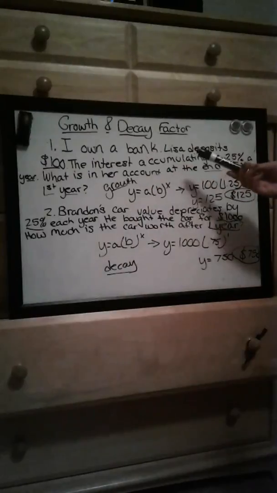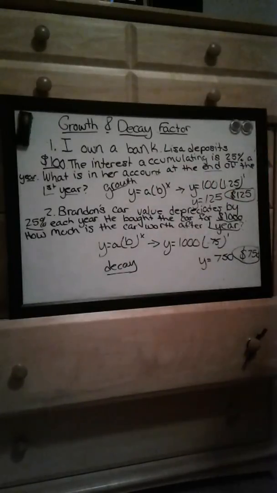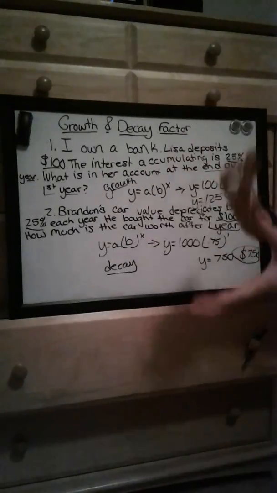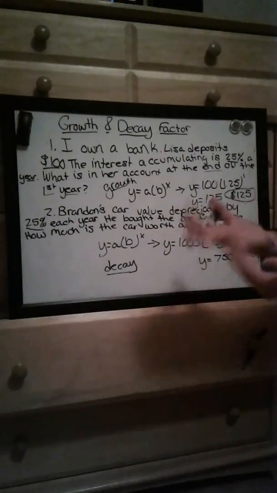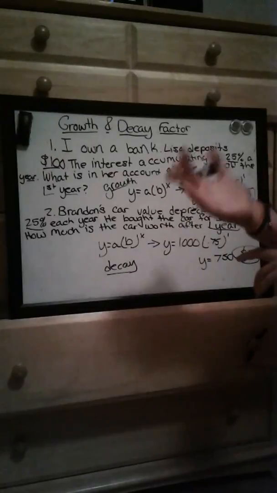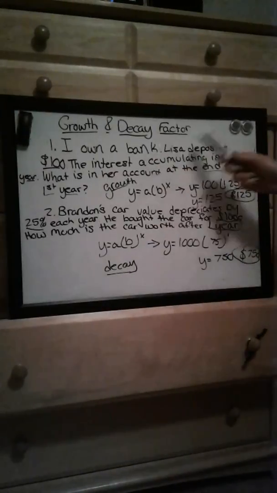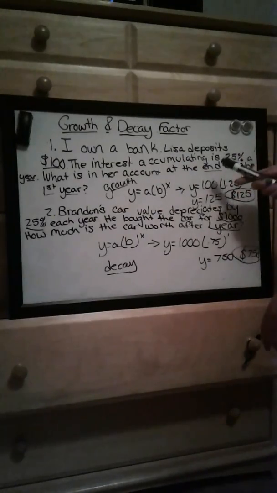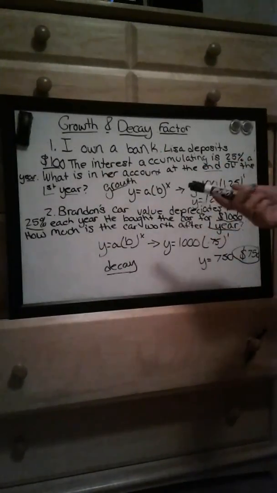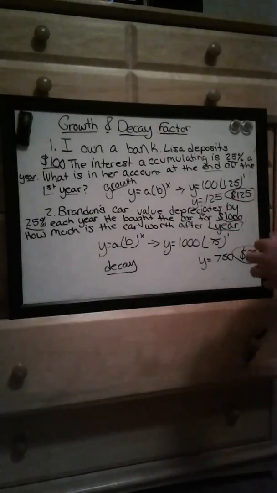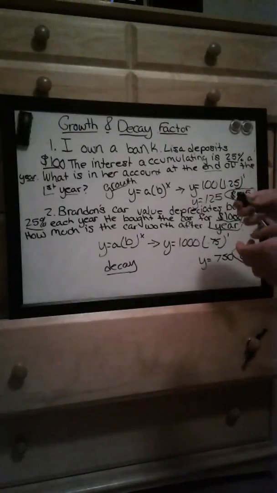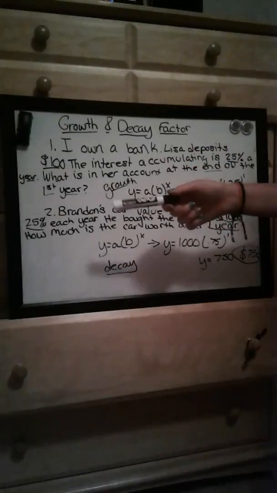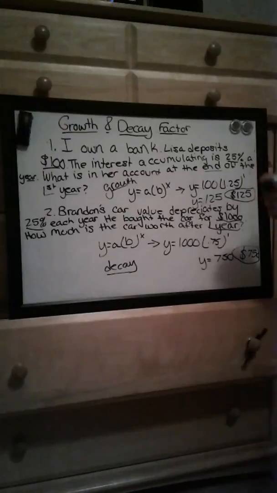Okay, the interest accumulating is 25% a year. That was pretty big. Let's go through that. The interest accumulating means that she's gaining money off that $100 being in my bank. So it's like me paying her for putting her money in my bank. So accumulating was one of my growth words. So that means she's gaining money, and she's gaining 25% a year. So 25% of that 100, we're going to change it to 0.25 because we have to work in decimals.